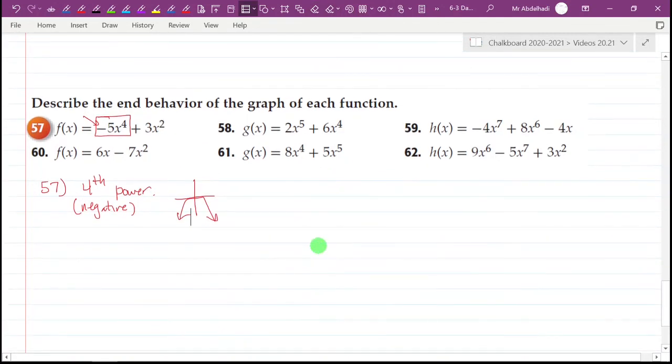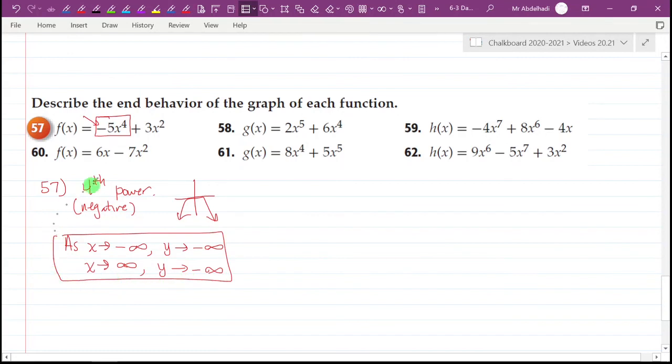So what's the end behavior? The end behavior is as x goes to the left, something's going to happen. And as x goes to the right, something's going to happen. Now, in both cases, what's going on? In both cases, we're going down. So y going down means y is going to -infinity for both of these. And that's your end behavior. That's your degree. And this is your sketch that you should be able to do.